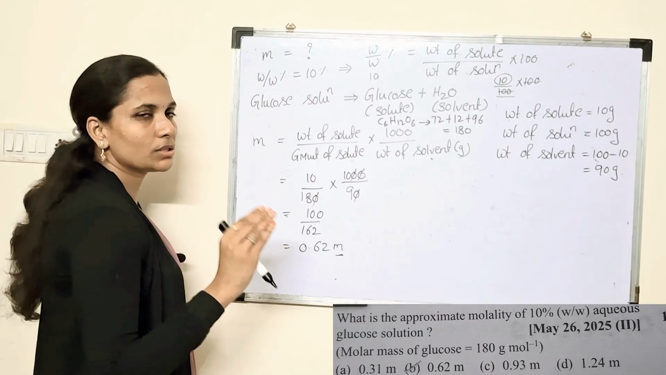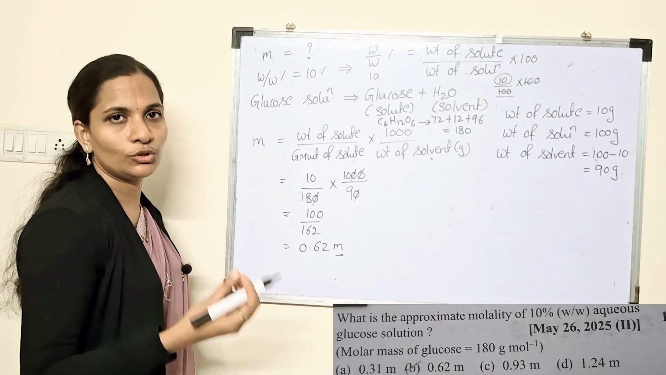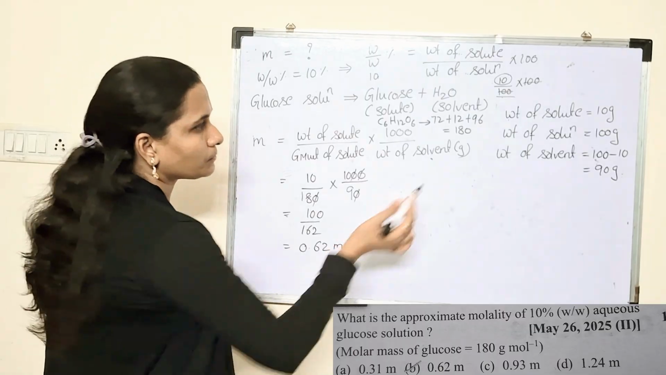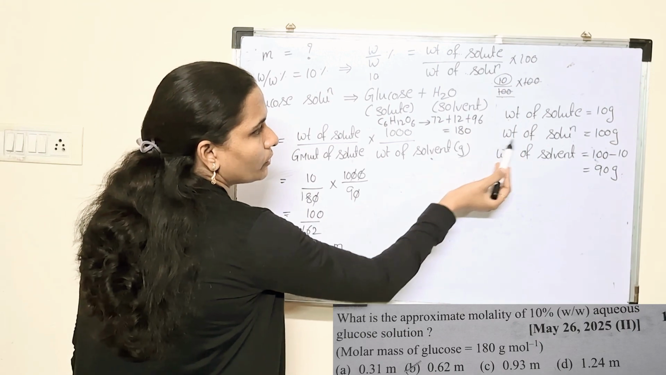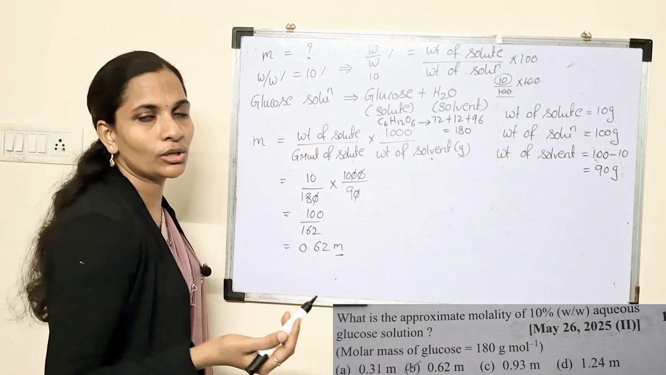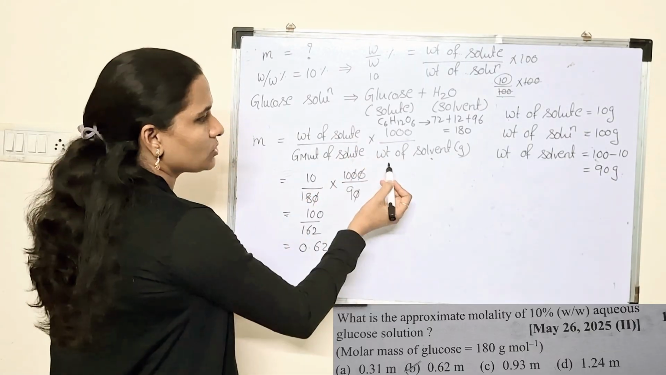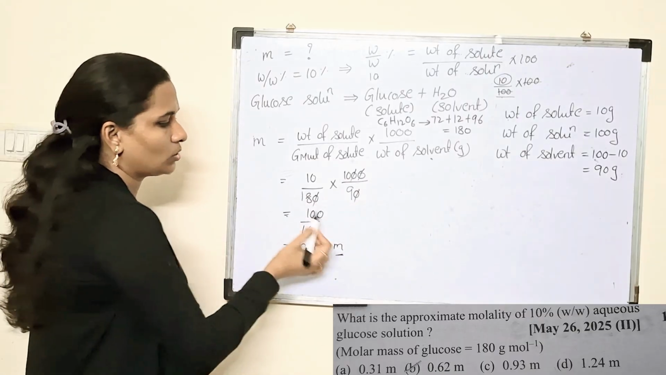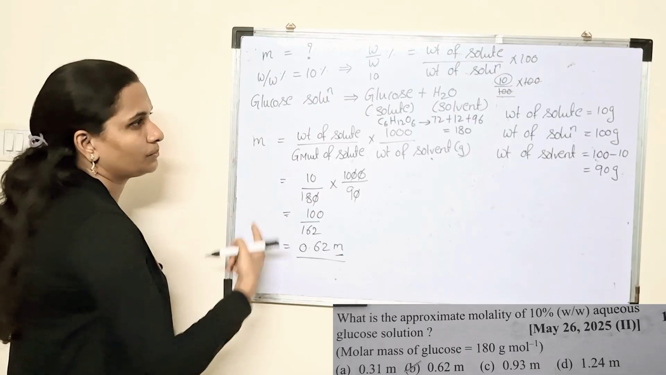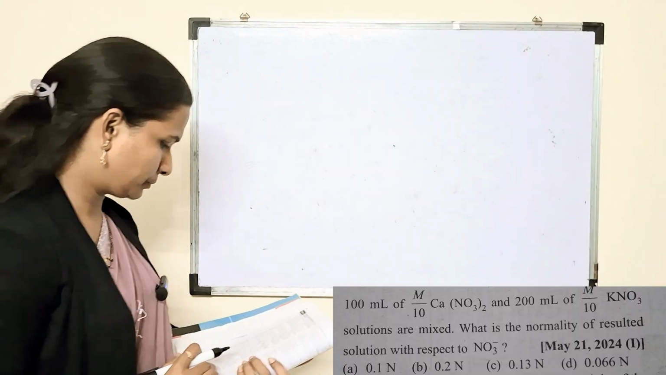So weight by weight percent 10% means 10 grams of solute dissolved in the 100 grams of the solution. That is the meaning. So weight of solute is 10 grams, weight of solution is 100 grams, and weight of solvent, how can you calculate? Solution minus solute, if you do it, you will get the solvent weight. That solvent weight we have to substitute here, then after the total calculation you will get 0.62 molality. So this is the answer for this. Thank you. To the next question.